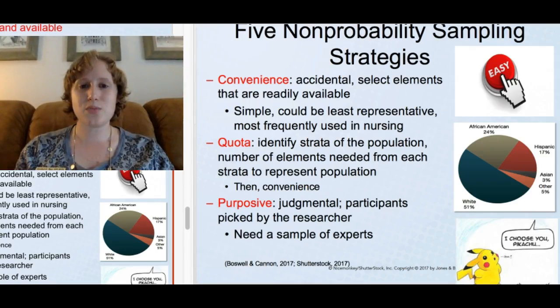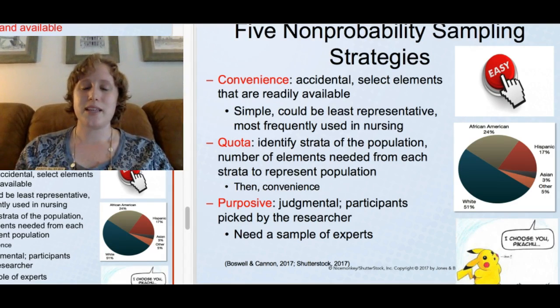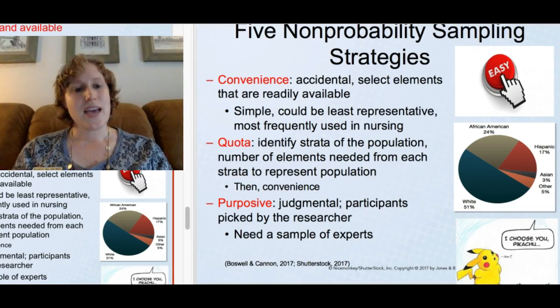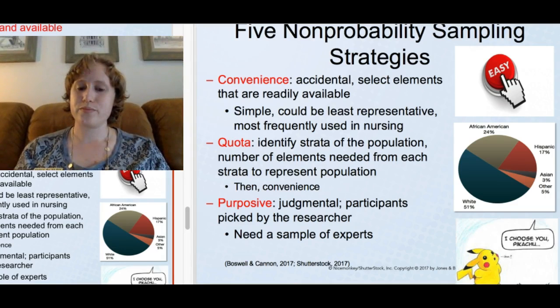First is convenience, which we've already studied before in this class. It is the simplest method, also known as accidental, and it might not be representative. It's basically whoever is there you're going to use as part of your sample.